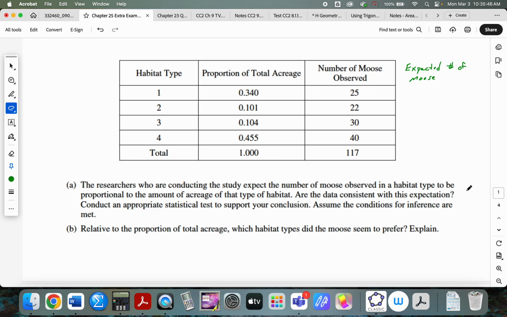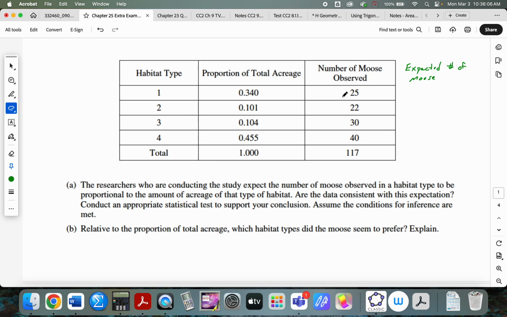Say that again, please. We're going to compare the number of moose observed in each of those regions to, they think it should be proportional to the amount of acreage. Okay, so is it really proportional to the amount of acreage? We're trying to see if it fits.